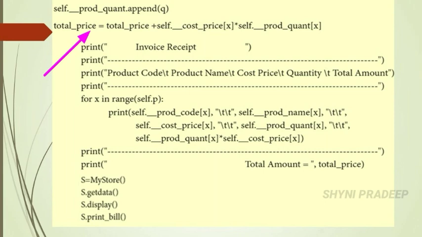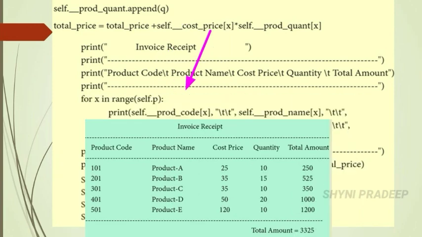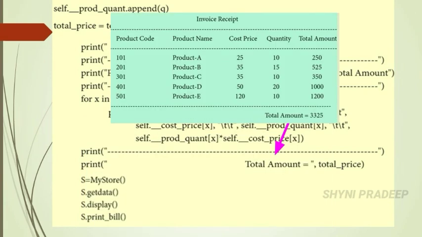Cost price into quantity. So see the next line, print invoice receipt, next line. Next product code, product name, cost price, quantity, total amount. After that another line. Next a for loop is given, self product code, product name, cost price, self product quantity, self cost price. Between these details double \t is given, okay, a double space is given. After that another line. Next print total amount, total price, okay.